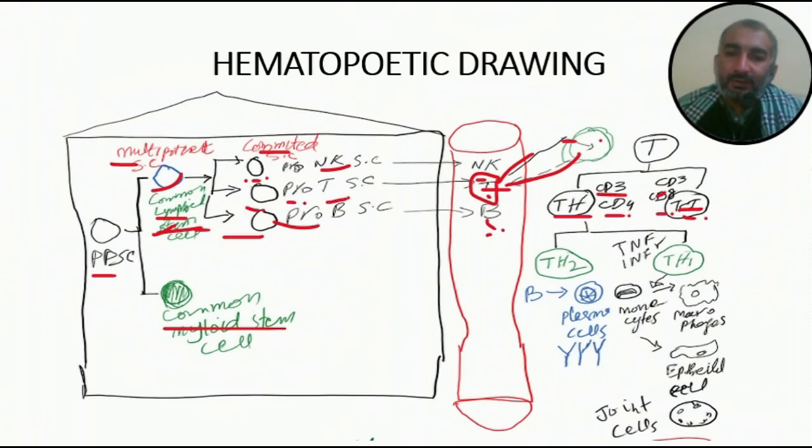T helper cells can be divided into T helper 2 cells and T helper 1 cells. T helper 2 cells help the B cell to mature into the plasma cell. What is the plasma cell? The main characteristic of plasma cells is that they secrete antibodies. So T helper 2 cells help those B cells. And what is the function of T helper 1 cells? T helper 1 cells help in the maturation of monocytes into macrophages, the big eaters. They also help in the maturation of epithelial cells, like thymocytes.